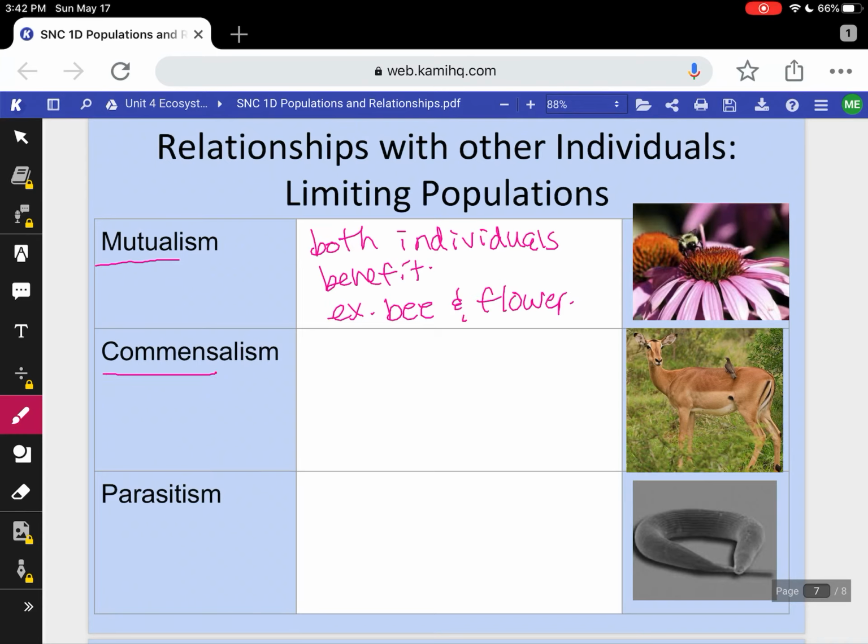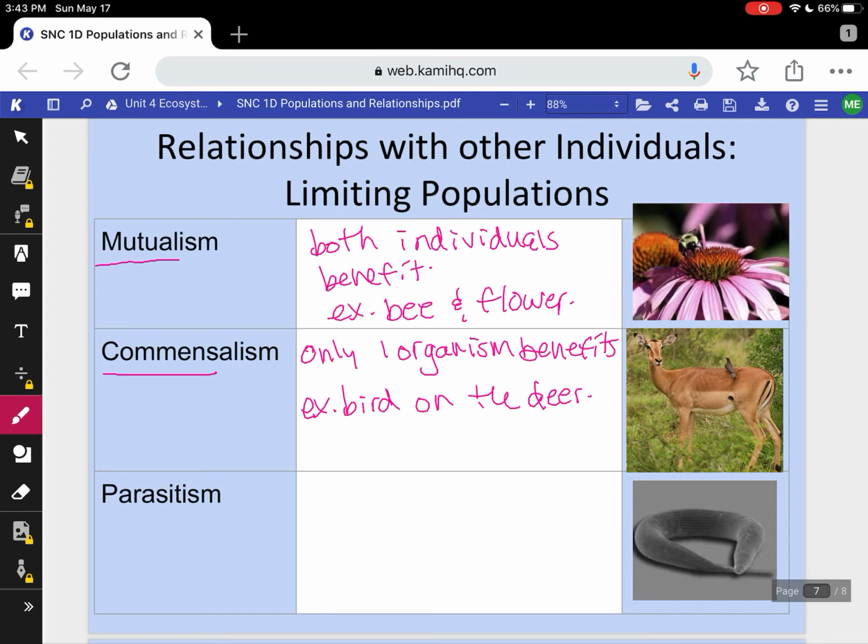Commensalism. In commensalism, one organism benefits and nothing happens to the other. So only one organism benefits in commensalism. An example here would be this bird on the deer. This bird is hitching a ride on the deer, or is maybe able to rest a little bit while the deer takes him around. And so that's beneficial for the bird. It's not beneficial for the deer, but it's also not harmful to the deer. And so that's a commensalism type relationship.